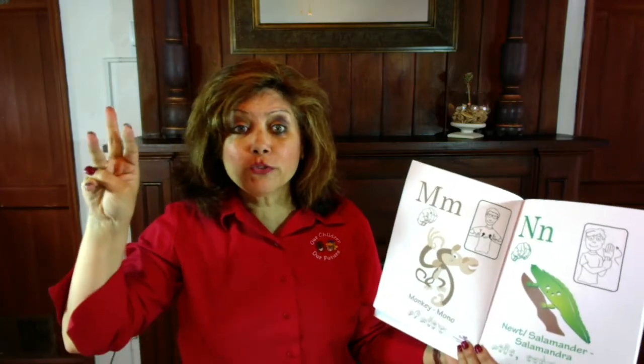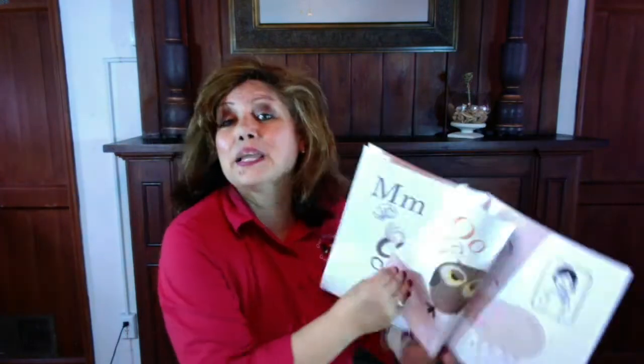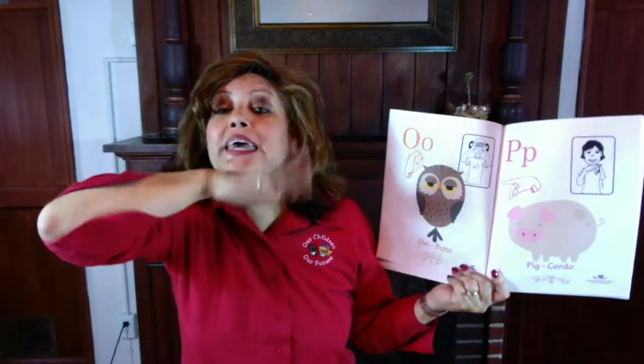M, three fingers of your thumb. M for monkey, in Spanish mono. N, going up a tree, it is a newt. And in Spanish, it's salamandra, like a salamander. O for owl, hoot hoot, in Spanish búho. P for pig, in Spanish cerdo.